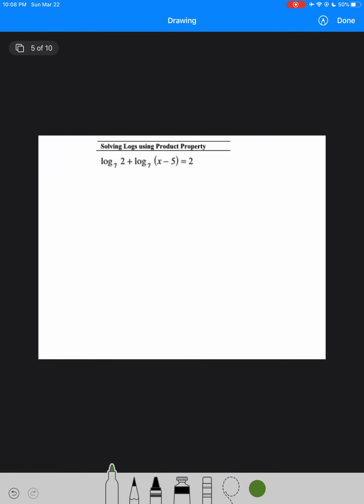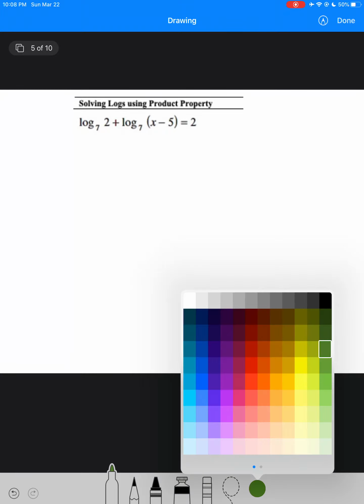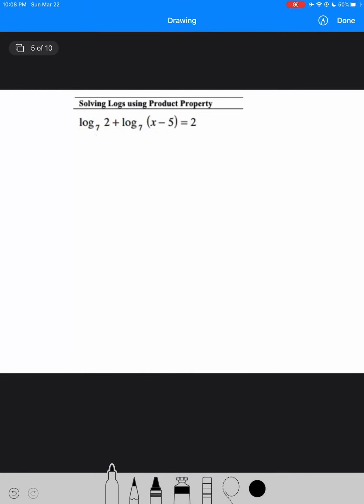Okay? So let's try that in the context of a problem where you're solving. So let's say you wanted to solve this for x. And you see that there is the same base. You see that there's an addition sign. That tells us that we are going to be using the product property. So what we would do is we would have log base 7. And we will be multiplying this and this, right? Oh, that's a minus, sorry. Now, we still have this equals 2 over here. I'm just going to leave that as equals 2.